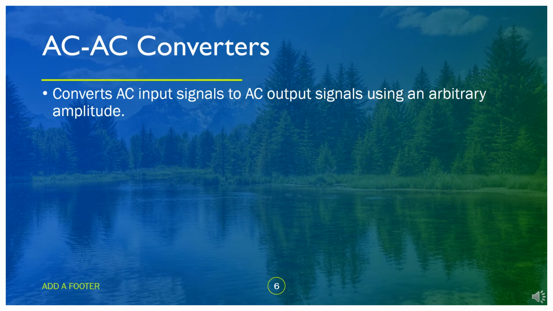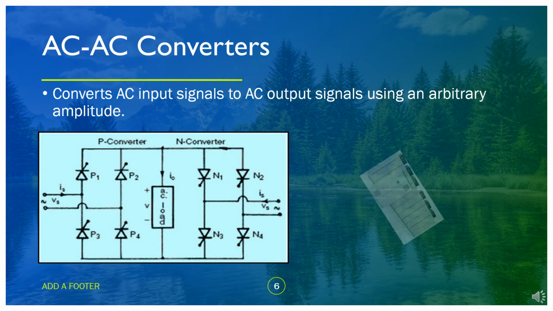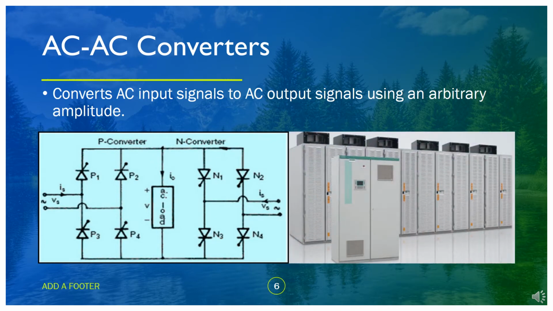AC-AC converters convert AC input signals to AC output signals using an arbitrary amplitude. And during the transformation, the AC-AC converters can change the frequency depending on the complexity of the converters used. And the type of circuits employed determines the efficiency of these systems. However, high power reliability and density can be achieved with a one-stage conversion.